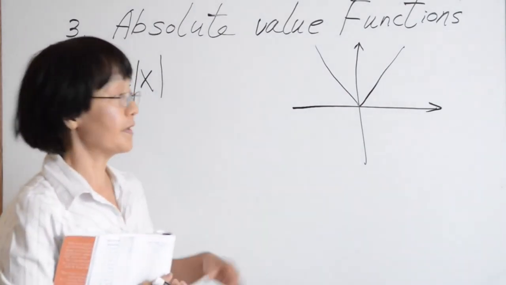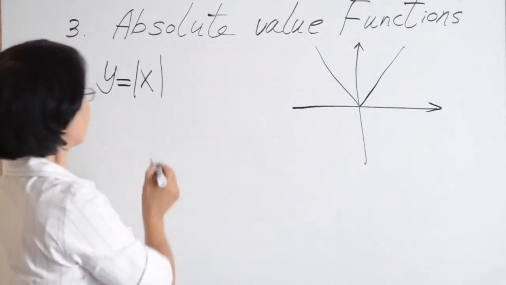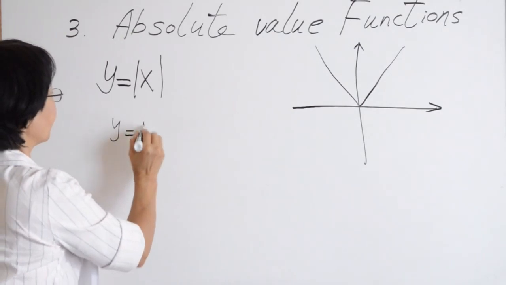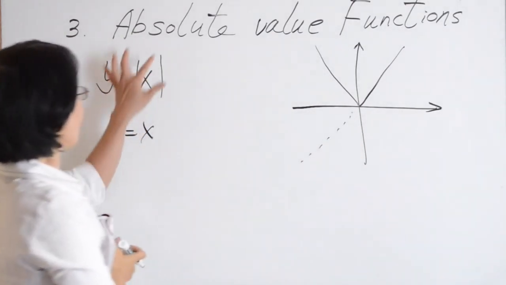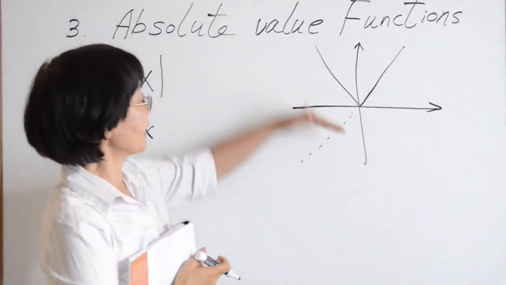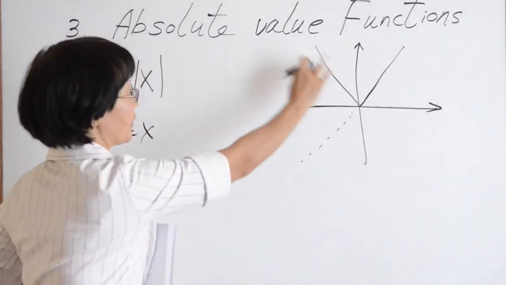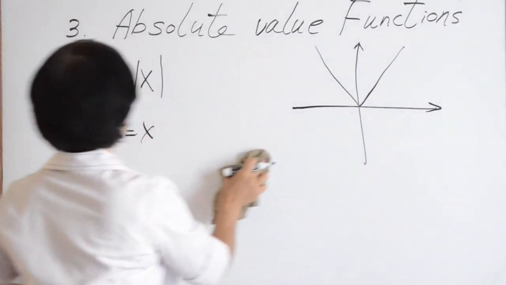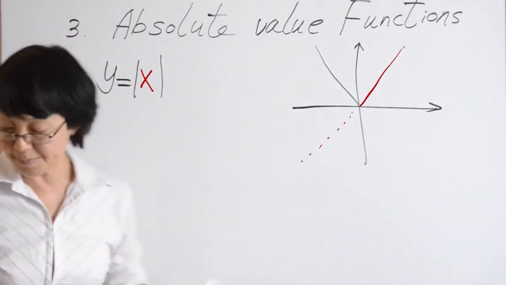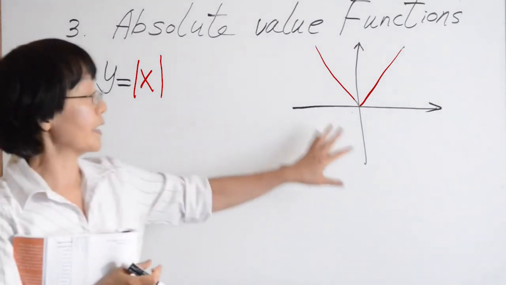Okay, the reason is you see that y equal to x is supposed to be a straight line, right? But absolute value makes everything negative flip up. That's why we have this graph. But you don't have to know it, just remember absolute value function looks like this.